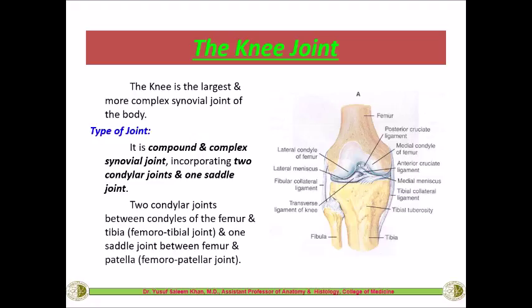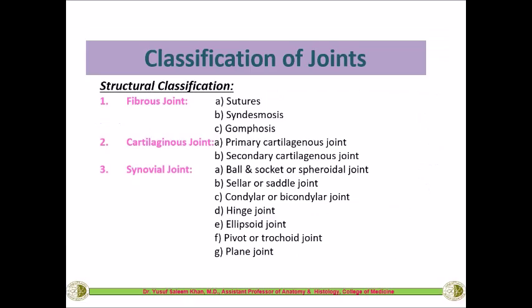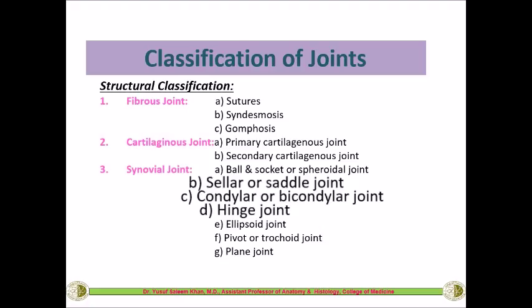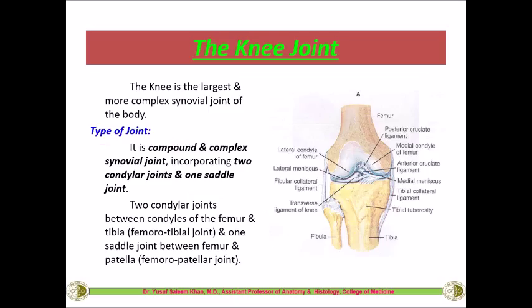One is the condylar joint and the saddle joint. If you remember, this is the classification, and here are the synovial joints. Within the synovial joint, this involves two to three types within its own type. One is the sellar or saddle type of joint, second is the bicondylar or condylar joint, and the third is the hinge joint. So all these are included within this joint. That's why it is a very complex joint as well as a compound joint.